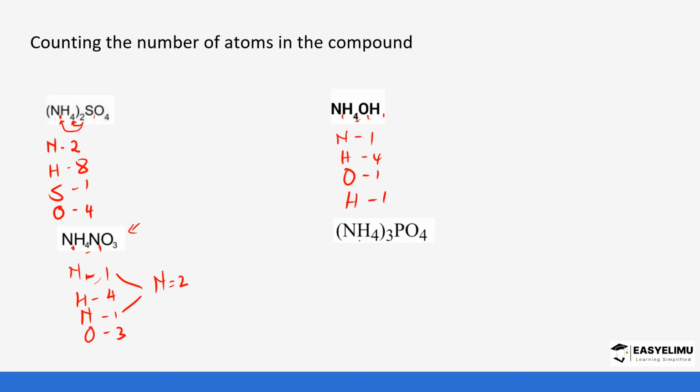And then we have ammonium phosphate. Remember there's a 1 inside here, so these 3 will multiply by this 1. So we have 3 atoms of nitrogen, and then these 3 also multiply this 4. So we have 12 atoms of hydrogen. Phosphorus, you can see it's 1, and oxygen is 4.